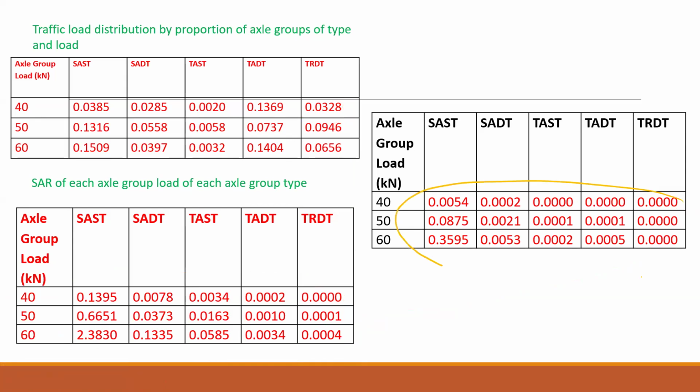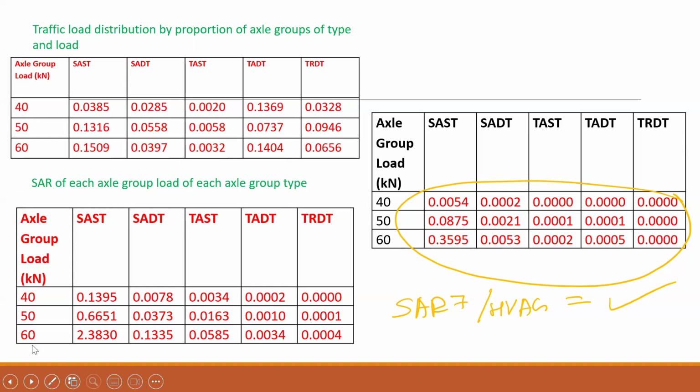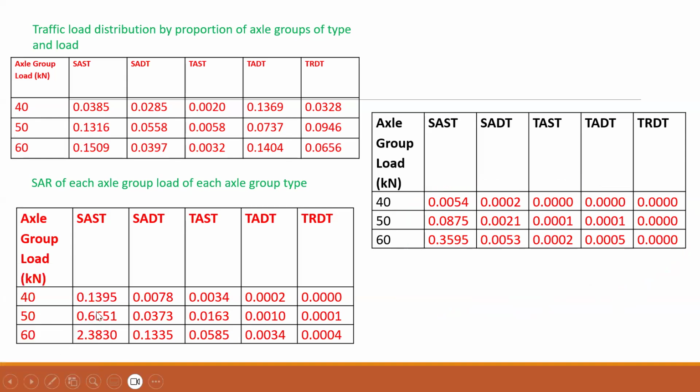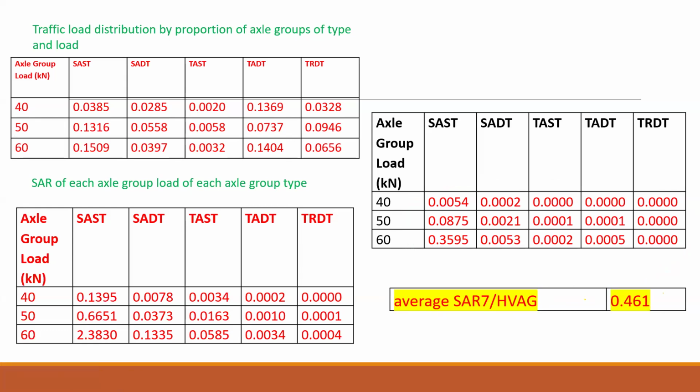Okay, so when you add all these numbers together, that will give you SAR 7 over heavy vehicle axle group, this ratio. In your case, when you add all the numbers in the table, that will give you ESA over heavy vehicle axle group. Yes, everything together. In my case, I got 0.461. So I am again telling you, these ratios are not the same for every project. Depending on your traffic distribution, these ratios will be different. So we should know how to find them. Okay, any question? No questions?